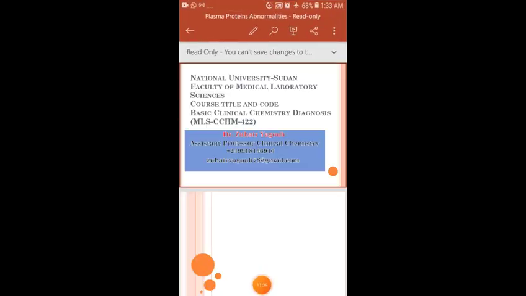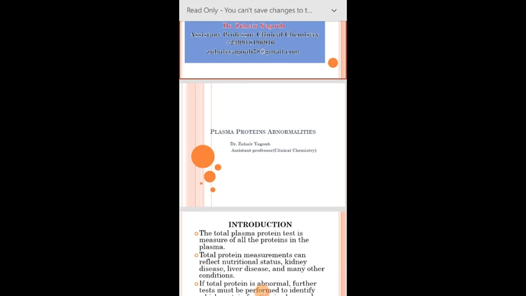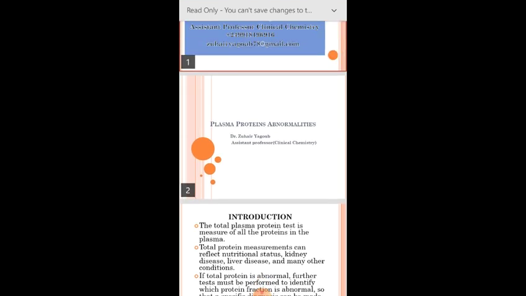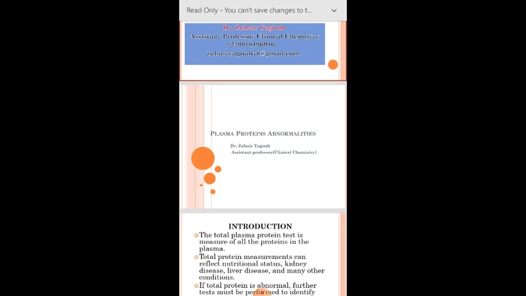In this lecture I mentioned the causes of increased and decreased plasma proteins, which include the total protein, albumin, and globulin.